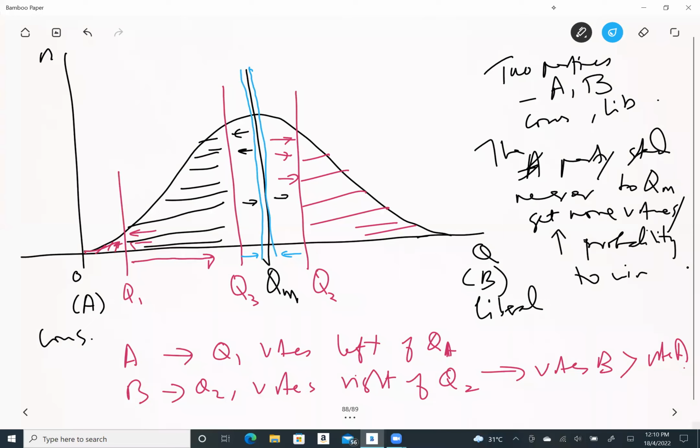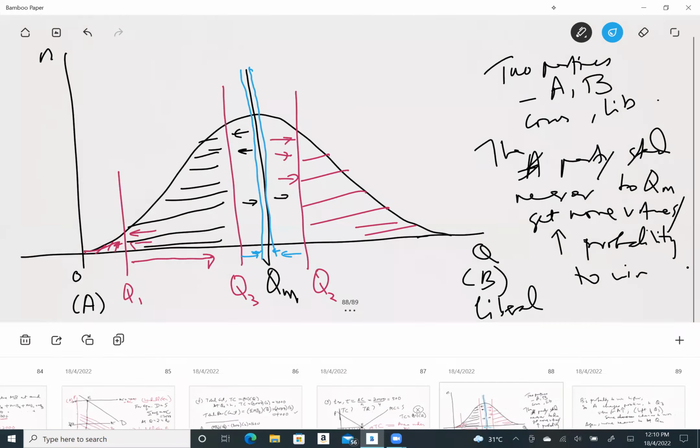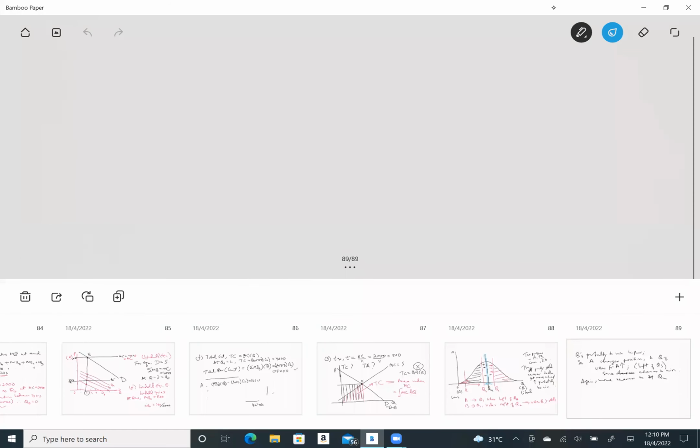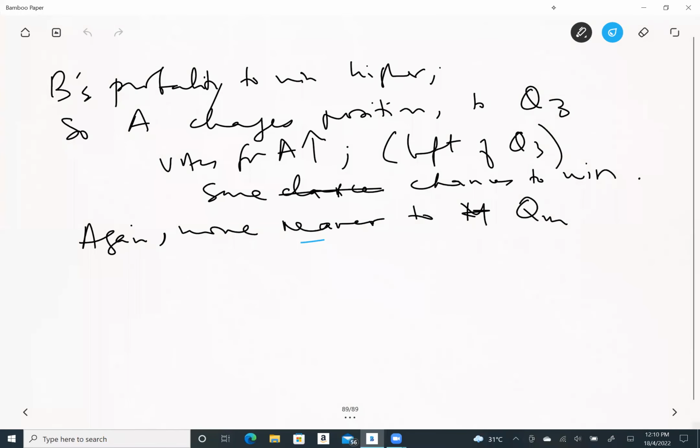Like that. Move very near. You see? So I move toward QM, very near. The other party also moves toward QM. So by doing that, you get almost 40, almost 50% already.